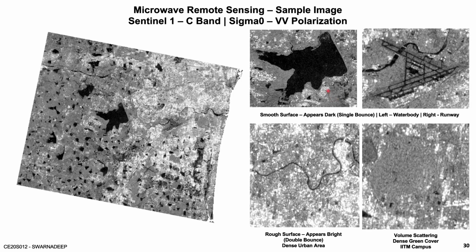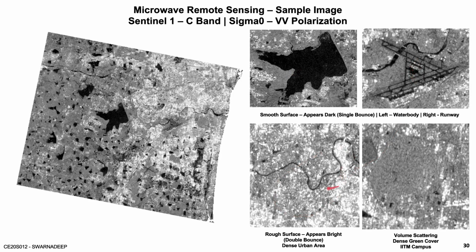So in VV polarization, whatever the vertical features, if there are a lot of high-rise buildings, those buildings will be reflected in the VV polarization very well, because it is vertical transmit and vertical receive. So whatever vertical features are in the terrain will be highlighted more in this particular polarization mode. So your water body is appearing smooth, and your runway is appearing dark.